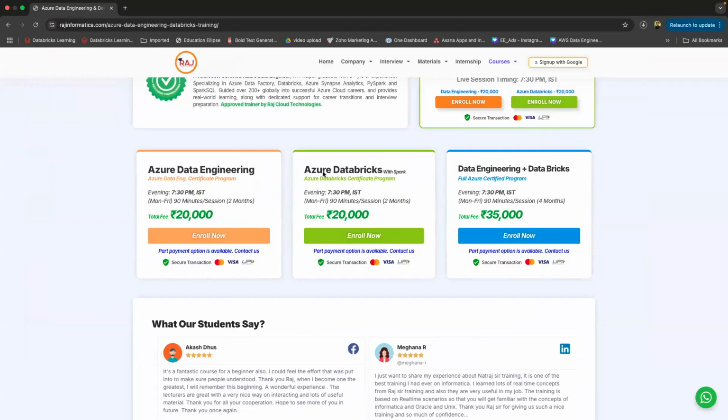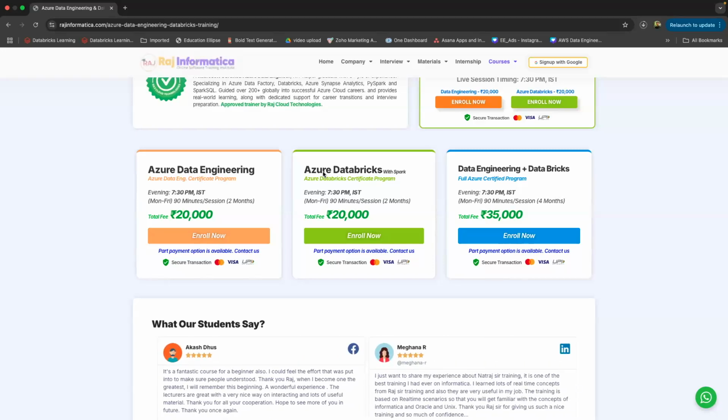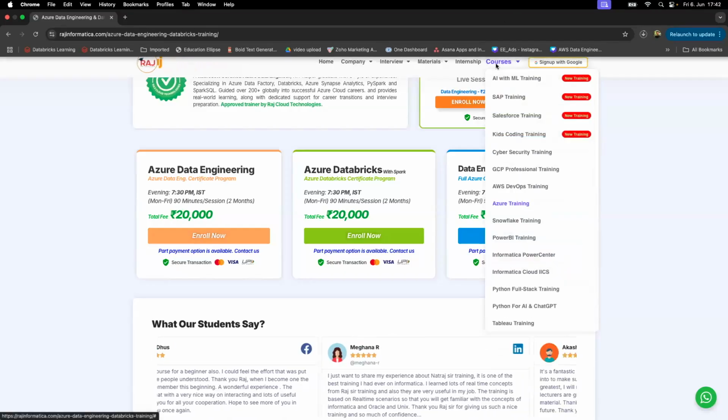And now why we are targeting Azure data engineering profile? You can anyways target an AWS data engineer profile. You can also target a GCP data engineer profile, right? You can also learn Informatica and try to target the Informatica cloud tool, right? Whatever you want to learn. And here we have courses around that as well, right?